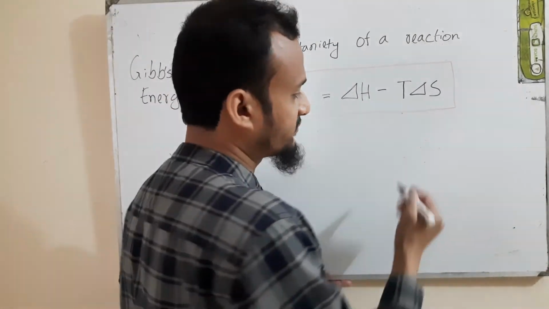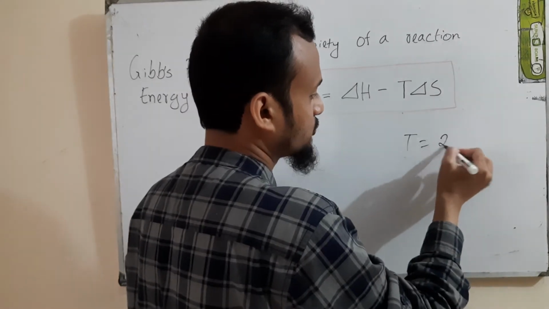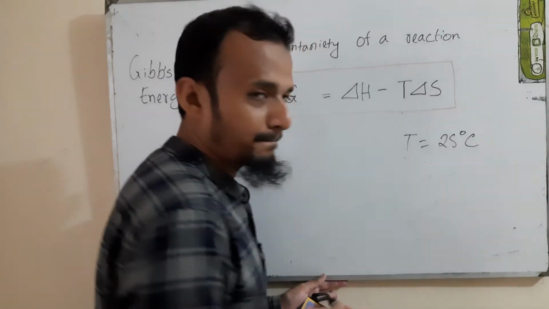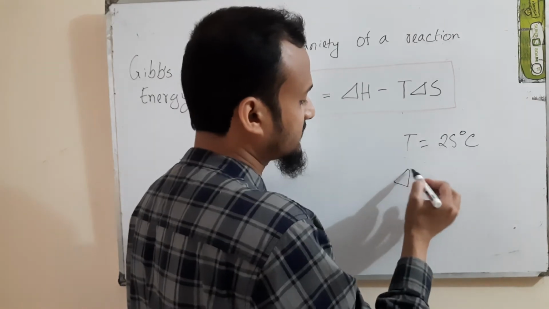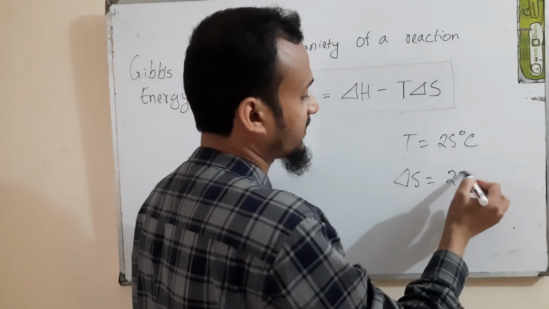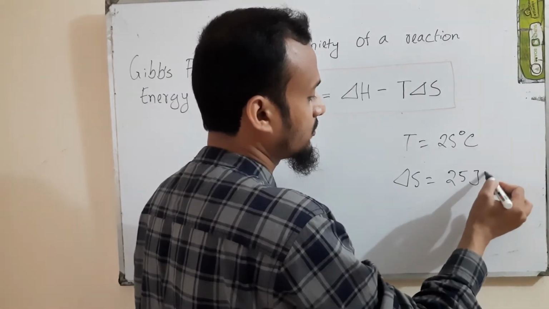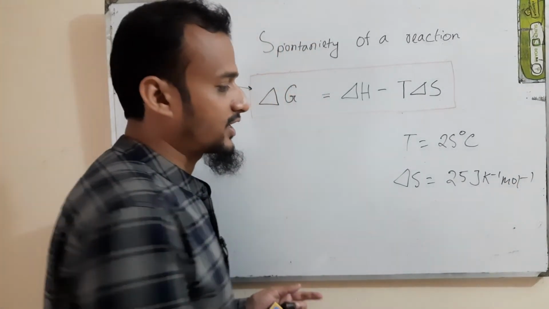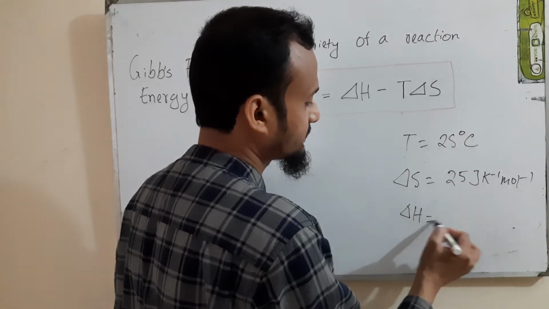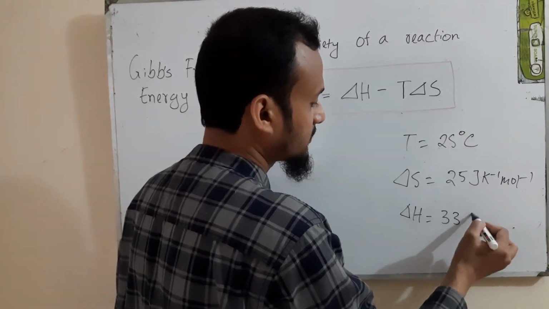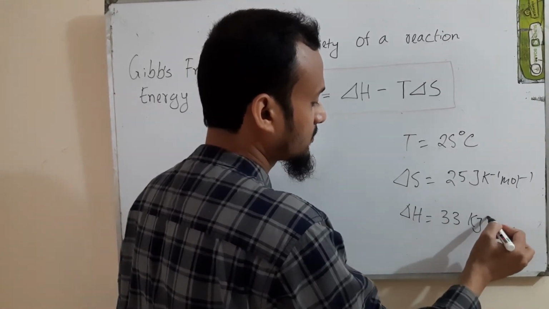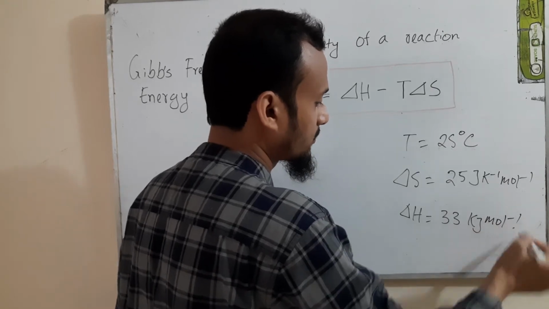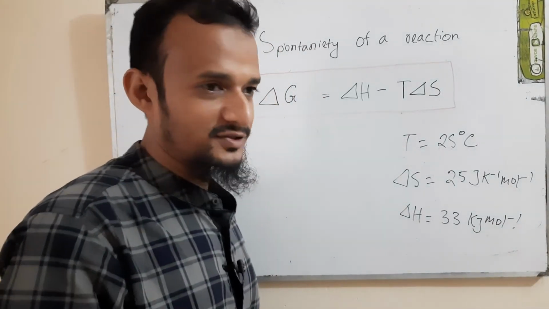Say the value of T is given at 25 degrees Celsius, delta S is given as 25 joule per Kelvin per mole, and the value of delta H is given as 33 kilojoule per mole. There's the question, there's the challenge.